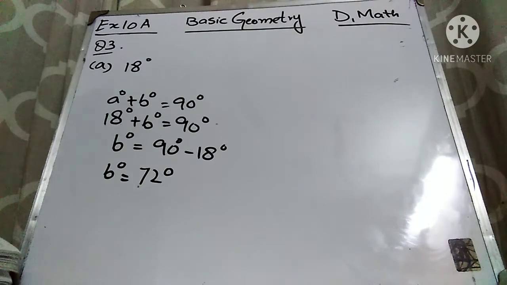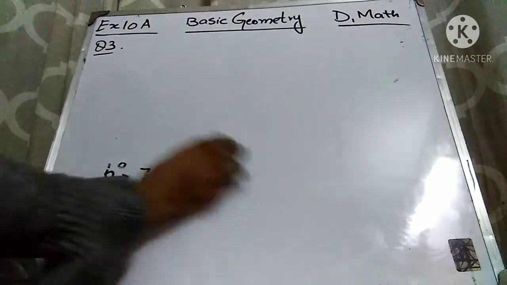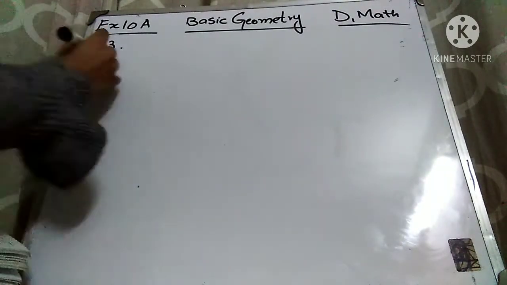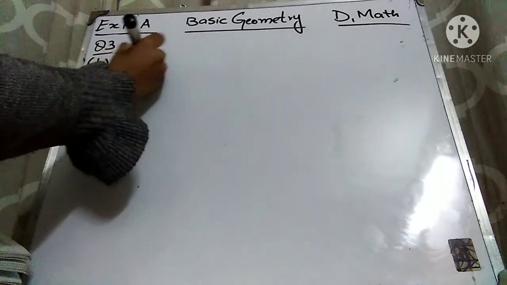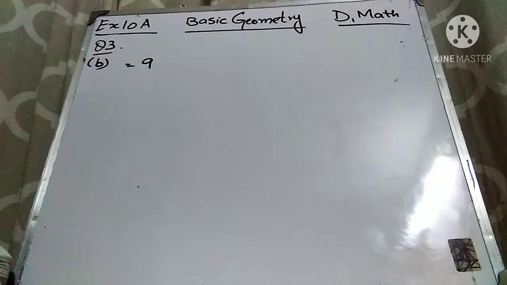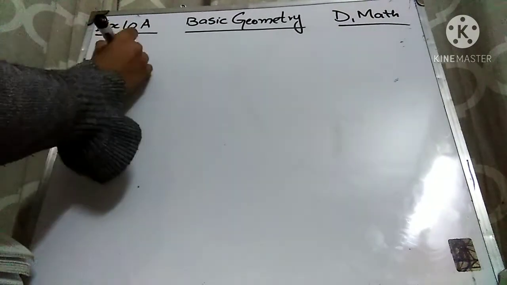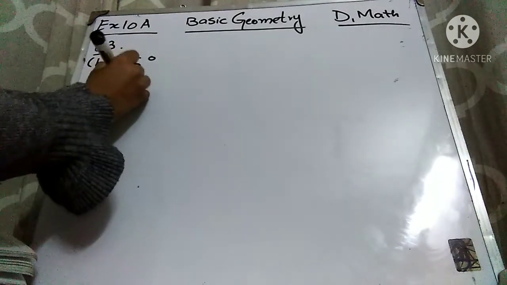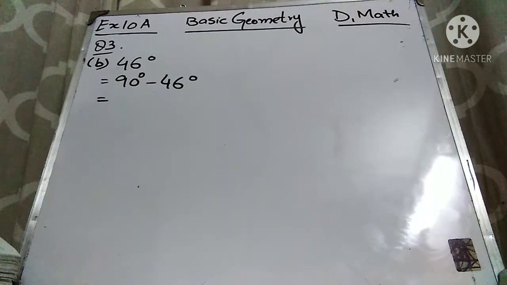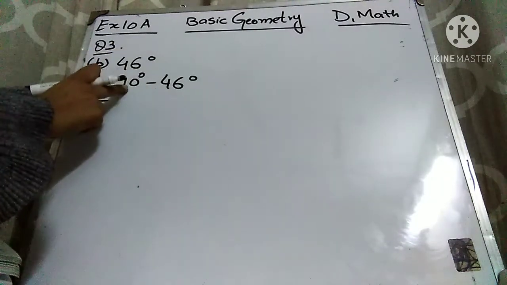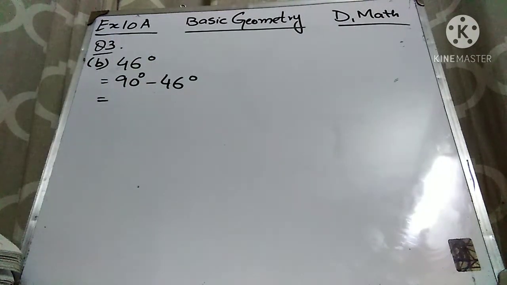Okay, now let's come to B part. Now just directly subtract. The B part is 46 degrees. So I can get the other angle by subtracting this angle from 90, because two angles are called complementary if their sum is equal to 90 degrees. So I will subtract one angle from 90 to get the other angle. So 90 minus 46 will be equal to 44 degrees.